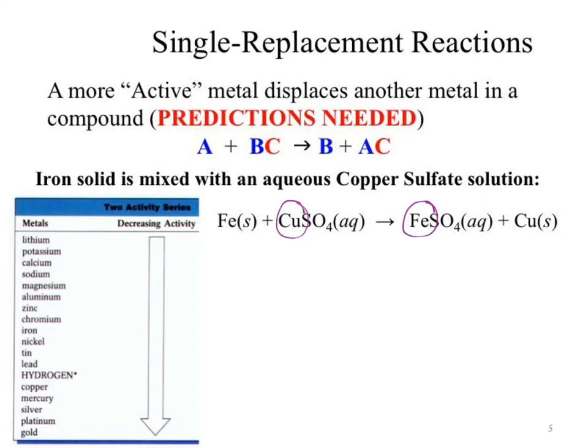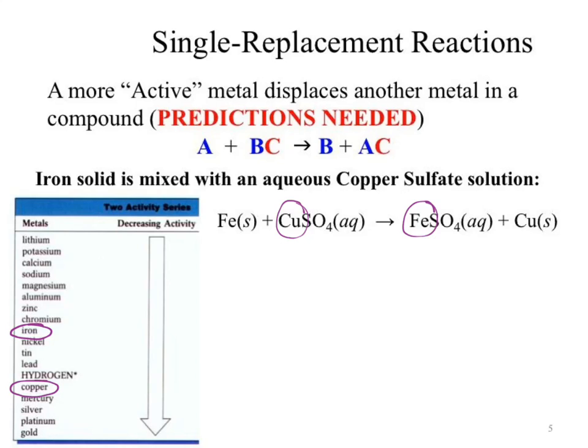Apparently I'm having trouble reading today. There's copper. There's iron. Iron is above copper on the activity series, which means it has a greater desire to be an ion instead of copper. Okay? So we now go back to our reaction.